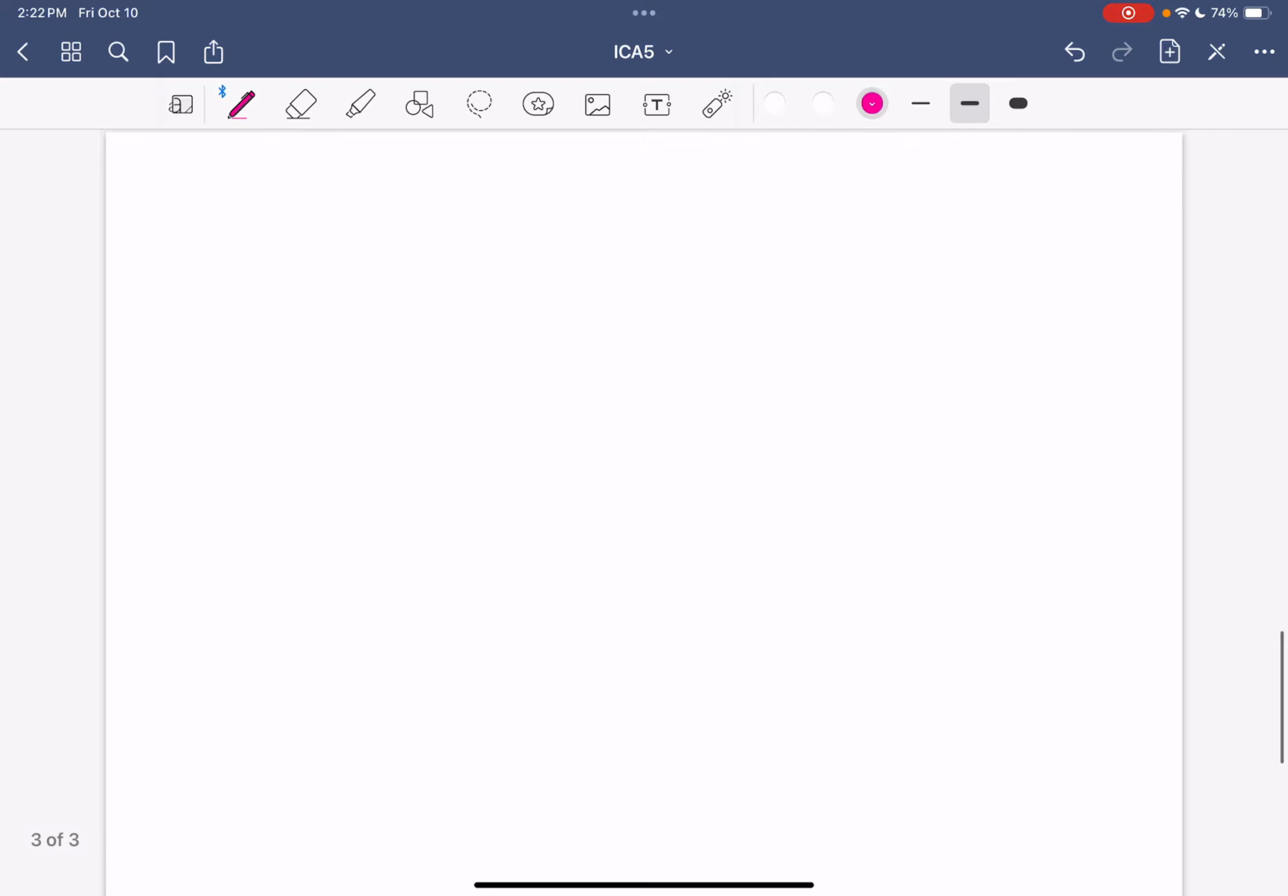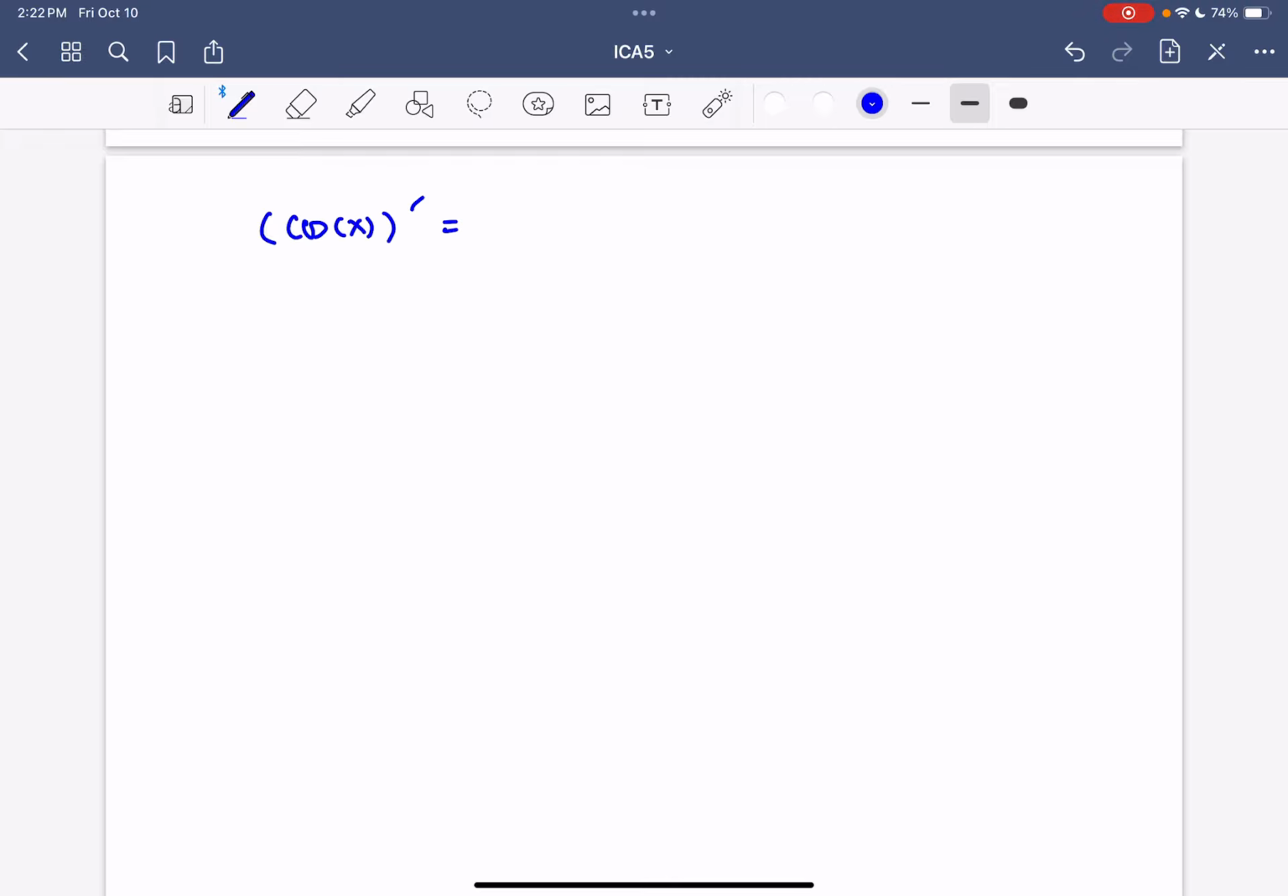So the last thing I want to do is remind you of the derivatives of the trig functions. So one more time, if you have cosine of x, the derivative of cosine is negative sine of x. The derivative of sine of x is equal to cosine of x. The derivative of tangent of x is equal to secant square of x.